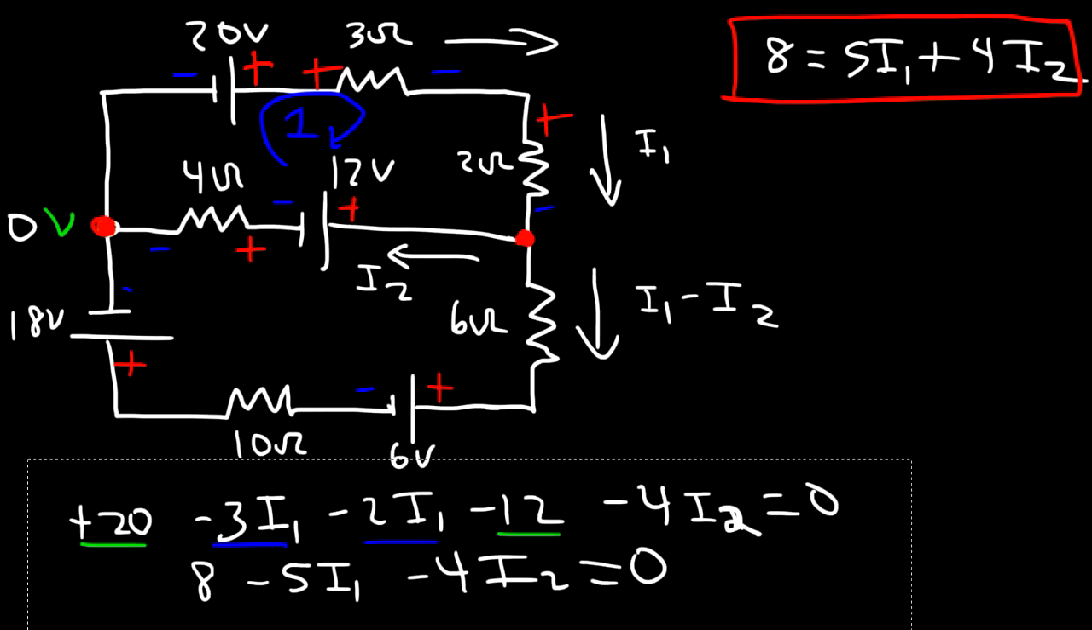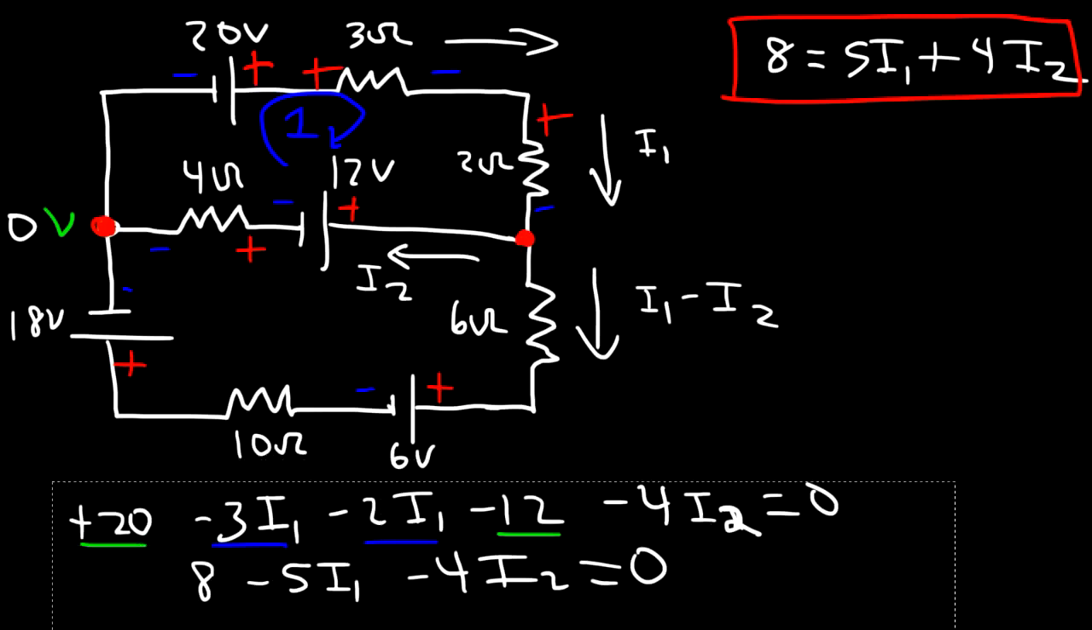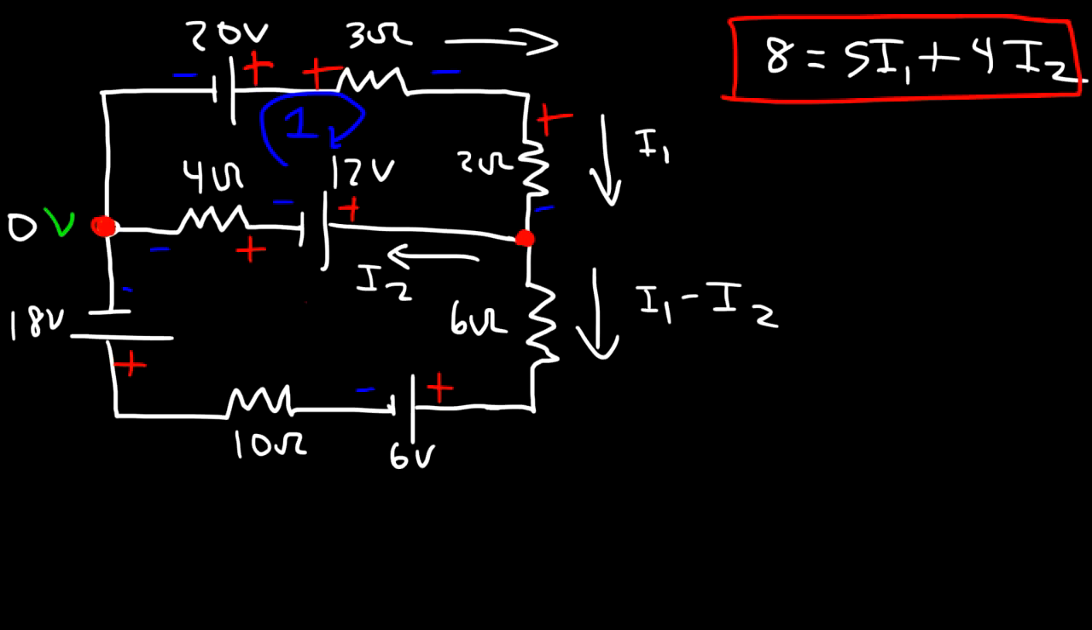Now let's focus on the next loop. So this is going to be loop 2. Let's start with this direction. So we're going towards the negative terminal of the battery. From positive to negative, that's a voltage drop of 18 volts. And then we're following this resistor from negative to positive. So we're going from low to high potential against I2. So that's a voltage lift of 4 times I2.